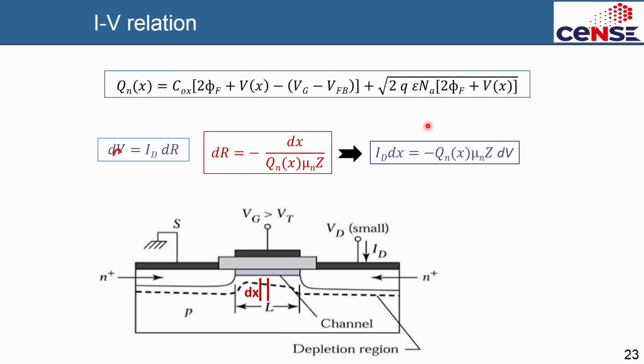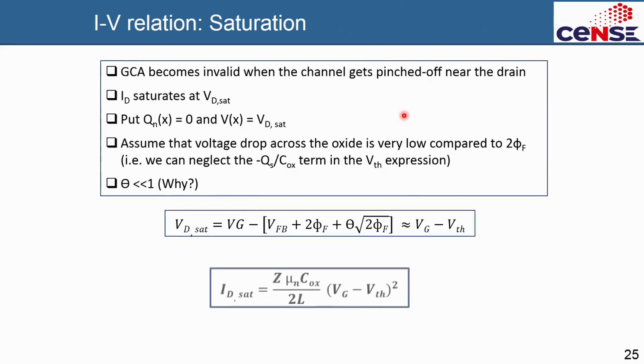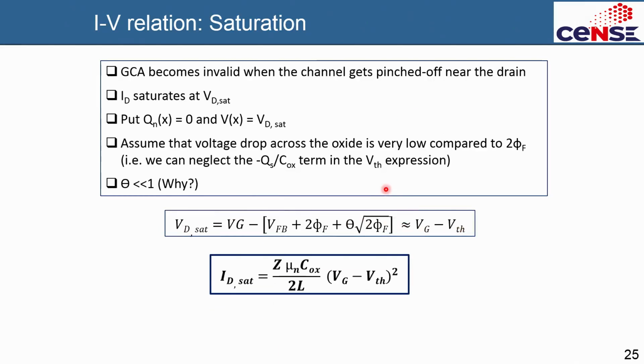If you do some juggling around, you will get the Vd sat expression, which, if you do some Taylor series expansion, is almost equal to Vg minus Vt. Actually this is Vt, the threshold voltage, by the way. So you will get Vg minus Vt, assuming that the voltage drop on the oxide is negligible. Vg minus Vt is basically the gate overdrive.